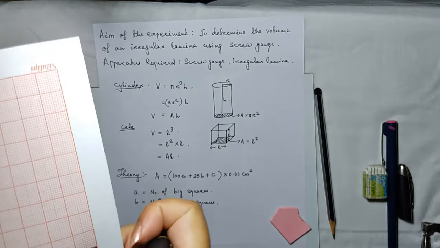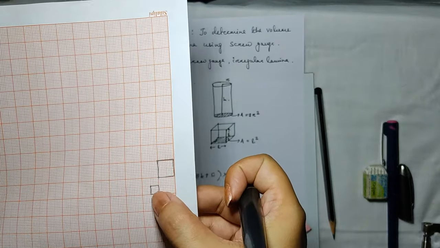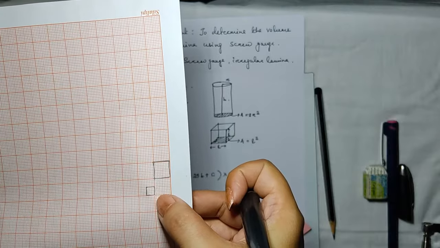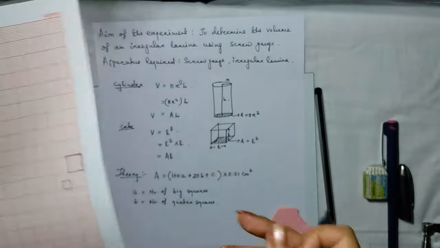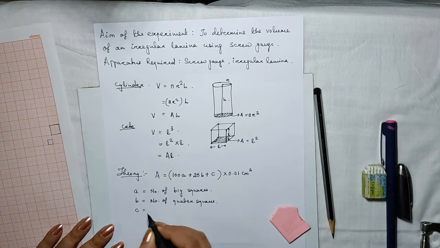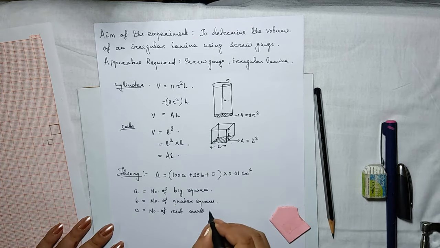So what is a quarter square? Now you can see here, this one is the quarter square. So we are going to multiply 25 into B, and here we are going to multiply 100 into A. And what is C? C is nothing but the number of rest small squares, which we need to calculate.